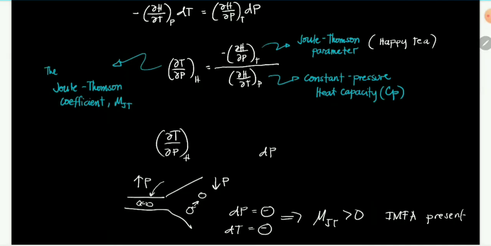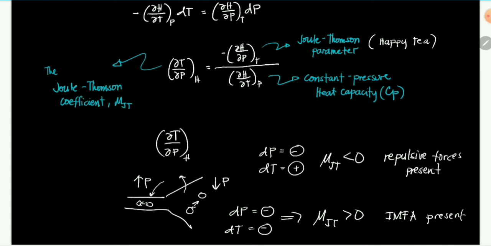However, since this is an expansion, dP is still negative. Okay? If the temperature change is positive, ibig sabihin repulsive forces ito, diba? Yung tulad nung kanina sa Joule expansion. Na-relieve yung repulsive forces, nag-manifest siya as heat. So, yung mu JT nyo is less than 0. So, repulsive forces present. Okay? So, predominantly repulsive yung iyong mga molecules. Kaya yung mu JT niya or yung Joule-Thomson coefficient niya ay less than 0.